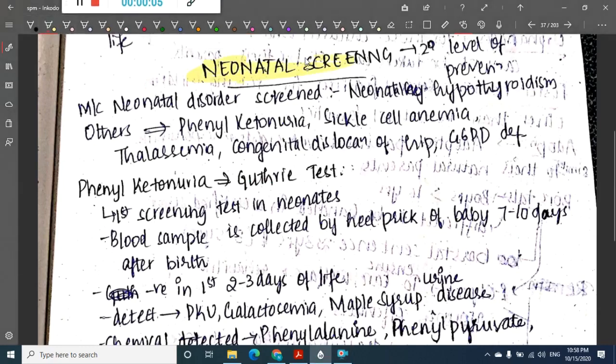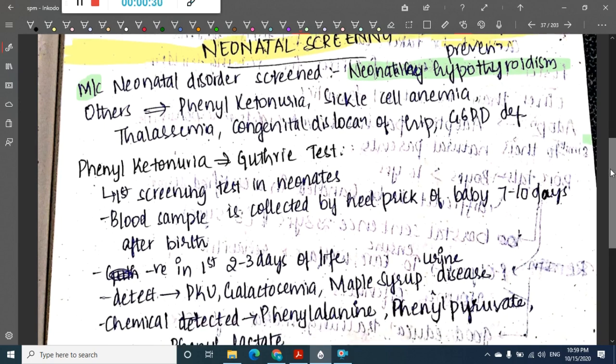Neonatal screening is actually the second level of prevention. The most common neonatal disorder which is screened is neonatal hypothyroidism. Other disorders like phenylketonuria, sickle cell anemia, thalassemia, congenital dislocation of hip, and G6PD deficiency are also screened.